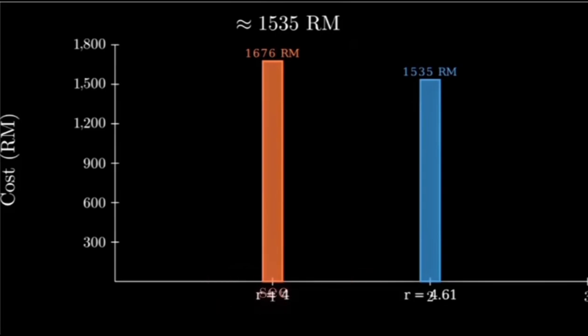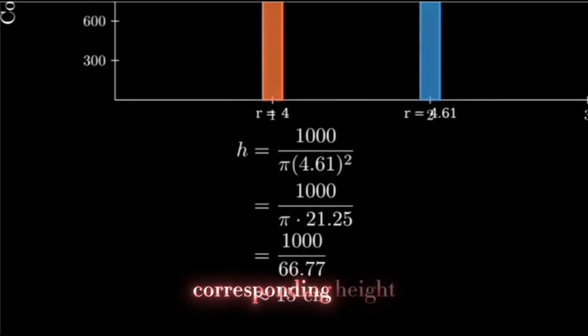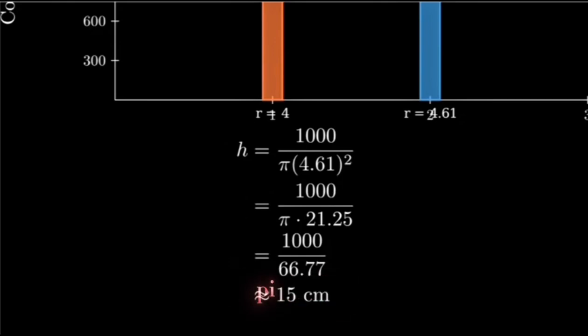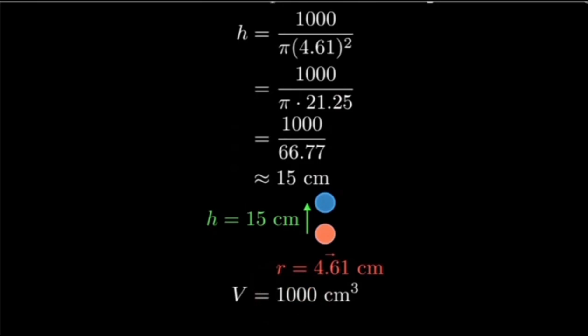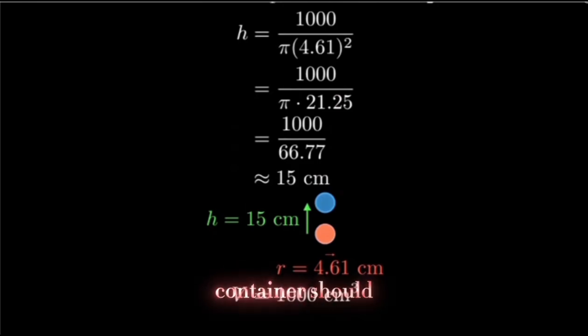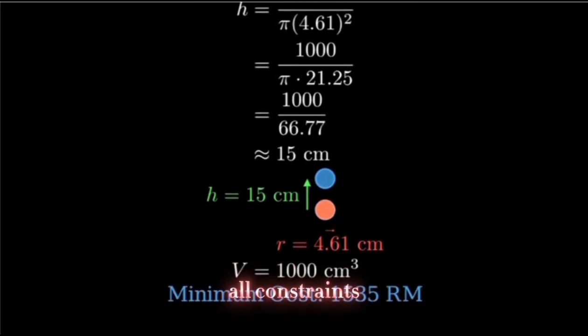Comparing these two values, we can see that the cost is lower at r equals 4.61 centimeters. Now, let's calculate the corresponding height. h equals 1000 divided by pi times 4.61 squared. h equals 1000 divided by pi times 21.25. h equals 1000 divided by 66.77. h equals approximately 15 centimeters. Therefore, our final answer is the cylindrical container should have a radius of 4.61 centimeters and a height of 15 centimeters to minimize the material cost when holding 1 liter and meeting all constraints. The minimum cost is approximately 1535 ringgit.